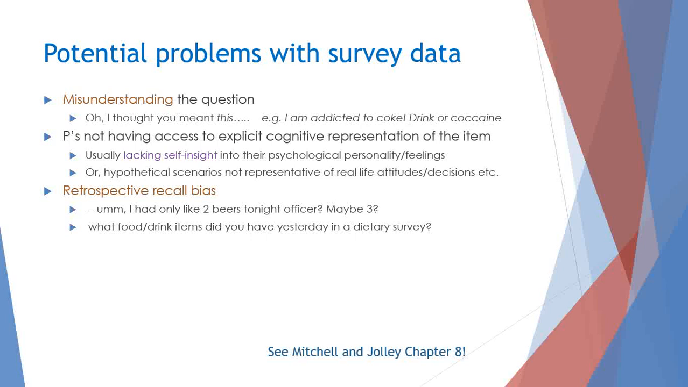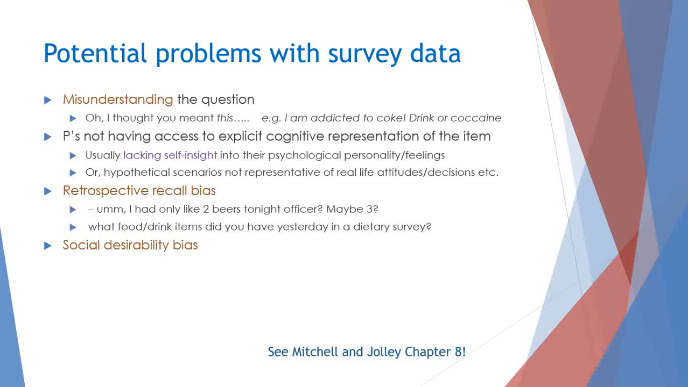Another example, what food or drink items did you have yesterday in a dietary survey? Well, if I ask you what you had for breakfast today, I'm hoping that most of you can remember, assuming you did have breakfast. Can you remember yesterday? What about last week? So the further you ask backwards, the less likely they are to recall accurately. And so that's why with certain types of question, we may actually get them to record a diary as part of the survey. Now, the biggest issue is social desirability bias.